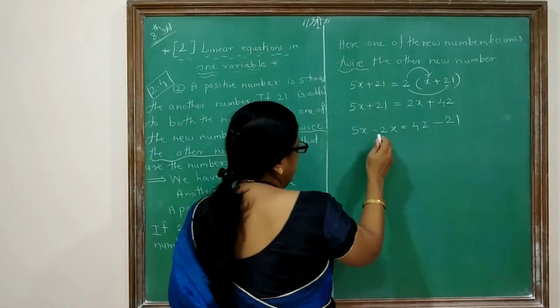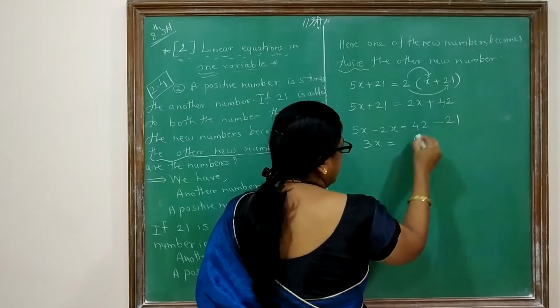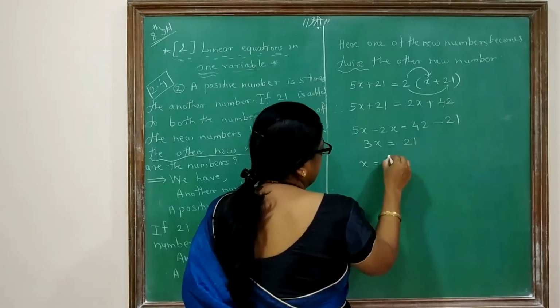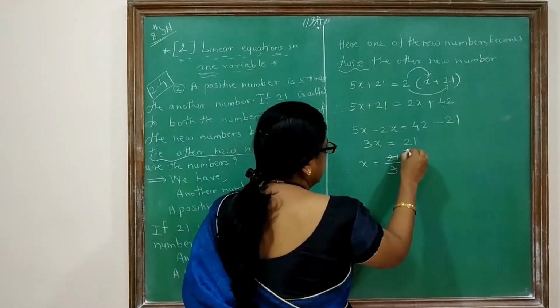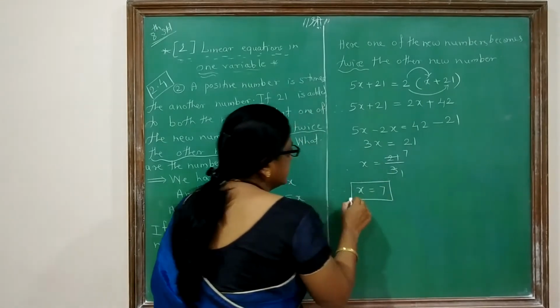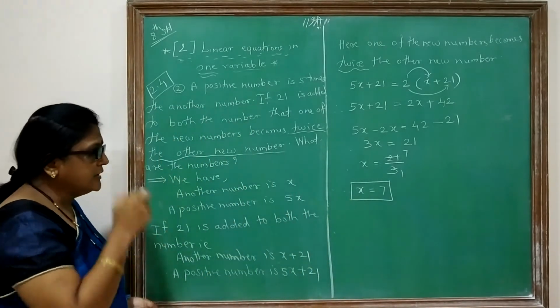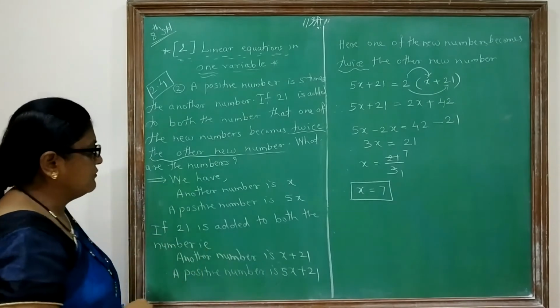Then 5 minus 2 is 3x equals 42 minus 21, which is 21. Then x equals what? 21 by 3. Then 3 ones are 3, 3 sevens are 21. Then x equals what? 7. But what is your question? What are the numbers?